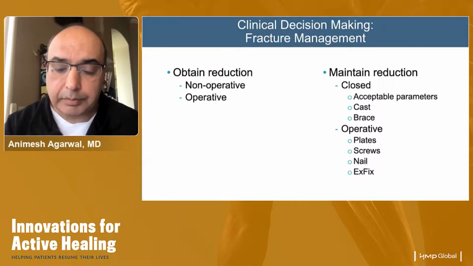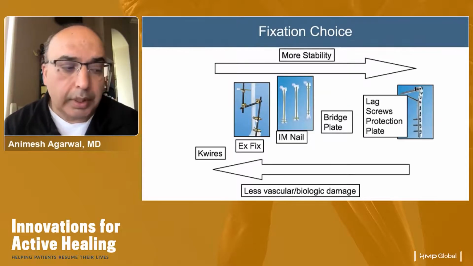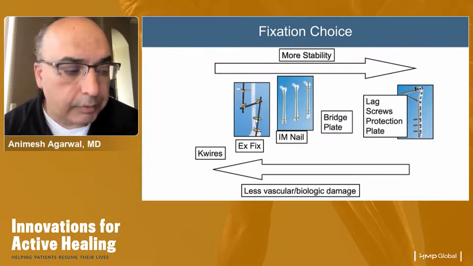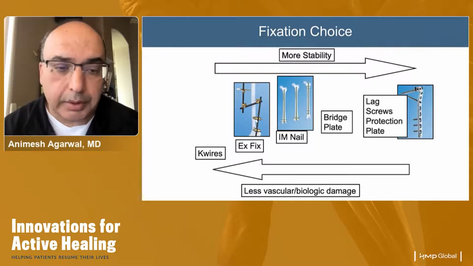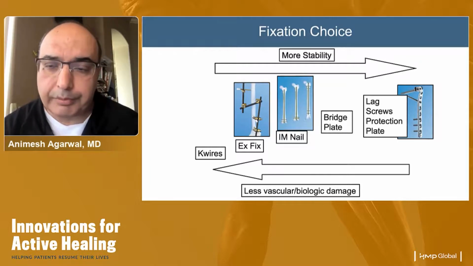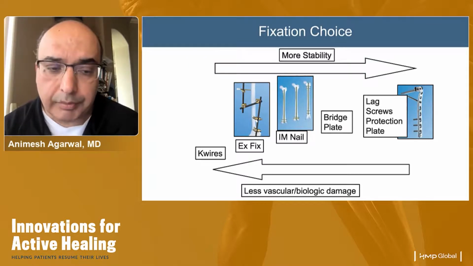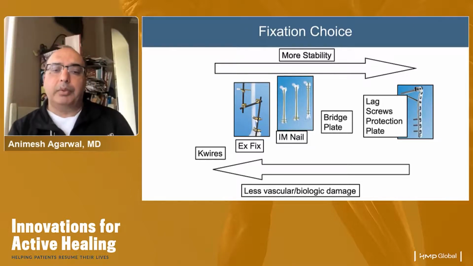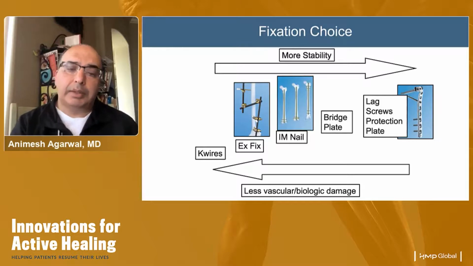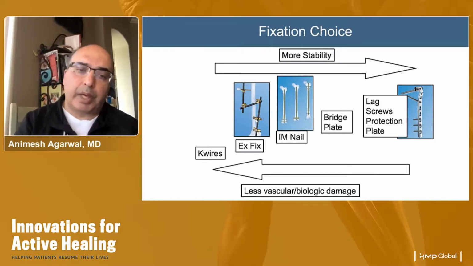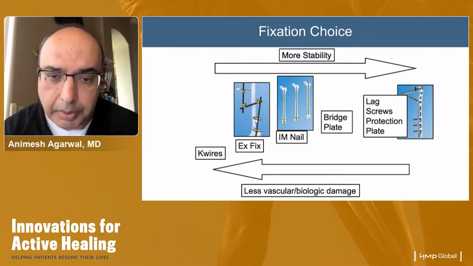So looking at the various types of fixation options here, again, you have your K-wires from the least stable to plate fixation to your most stable. And this also goes with less biological damage. Obviously, putting a K-wire or even an X-Fix does not require large incisions. There's point contact where the pin or the X-Fix pin contacts the bone, and that's really the only place where you have disruption of the blood supply.